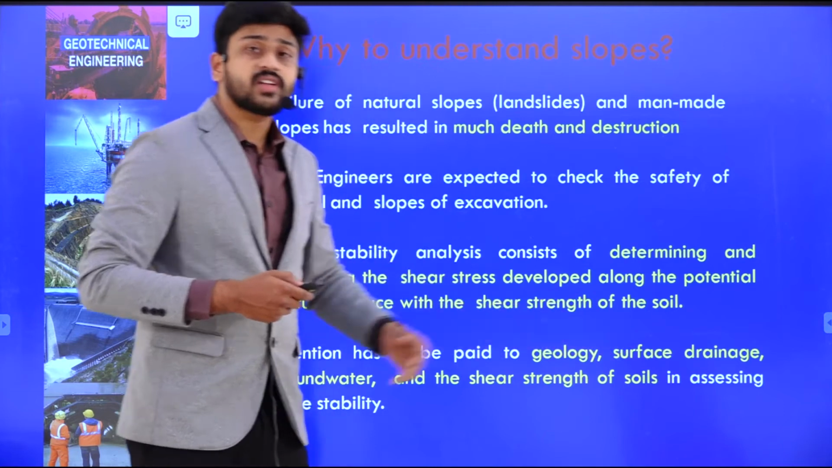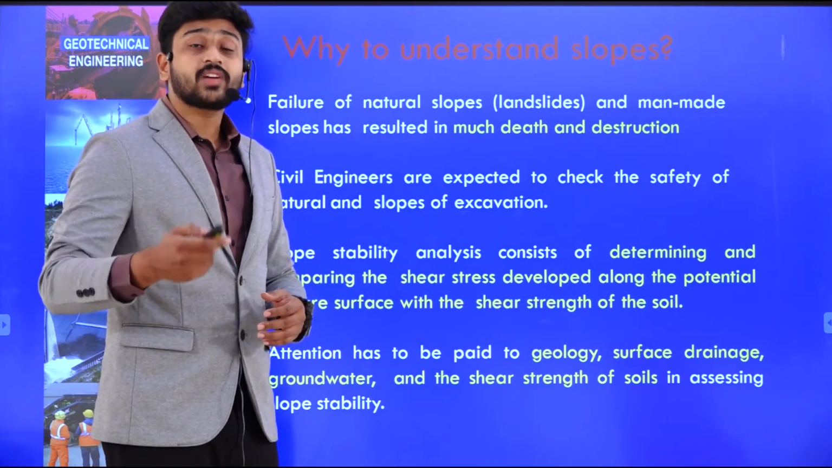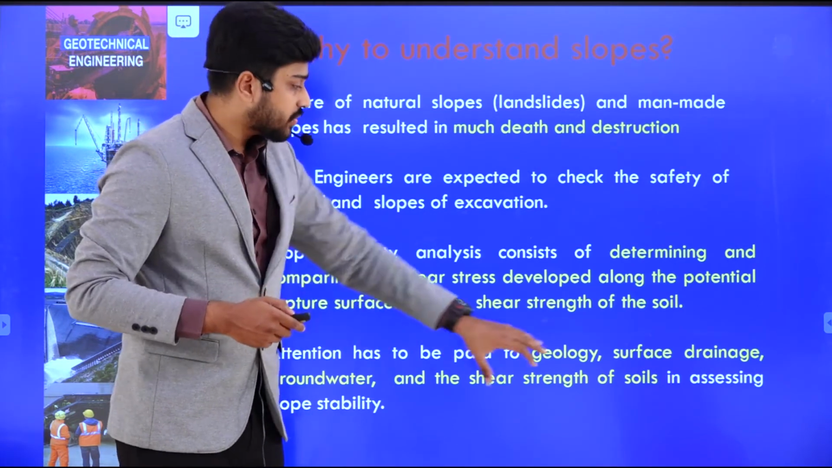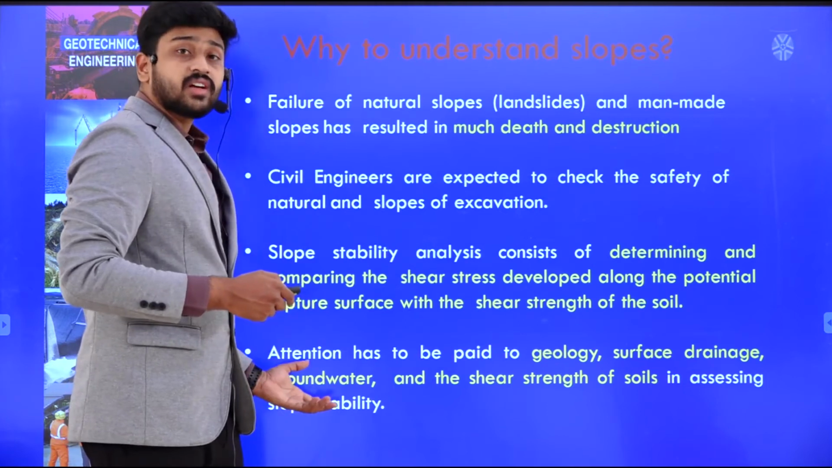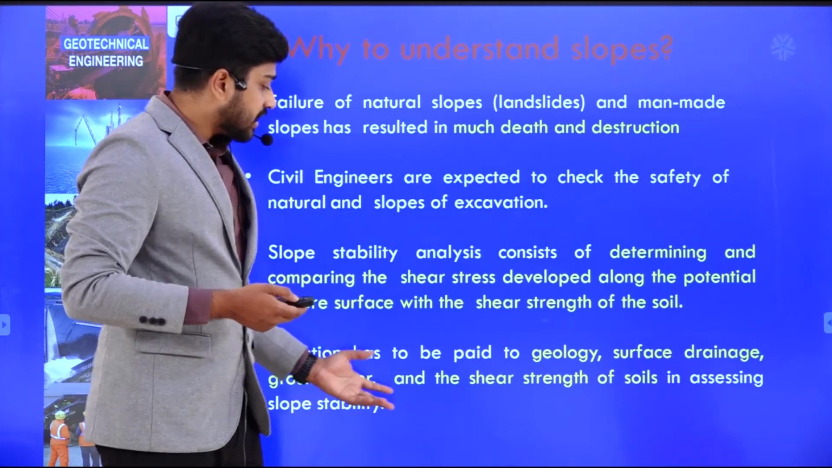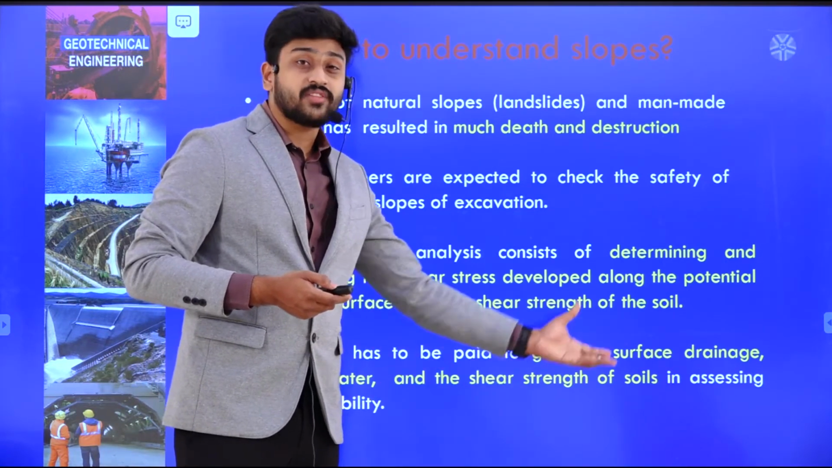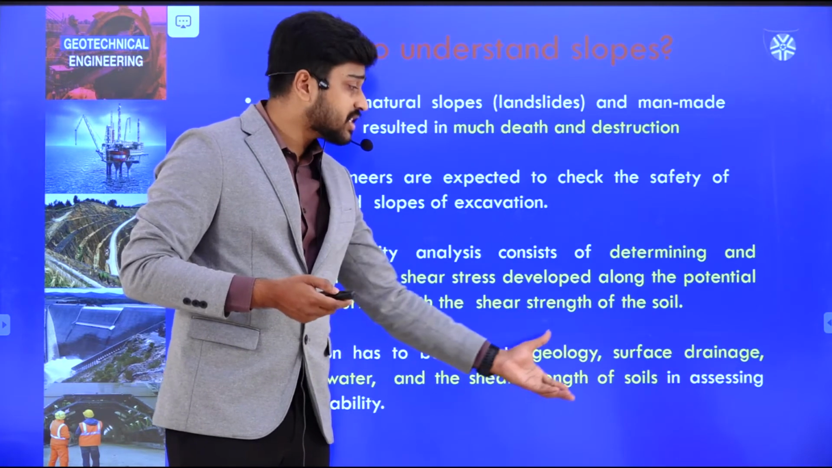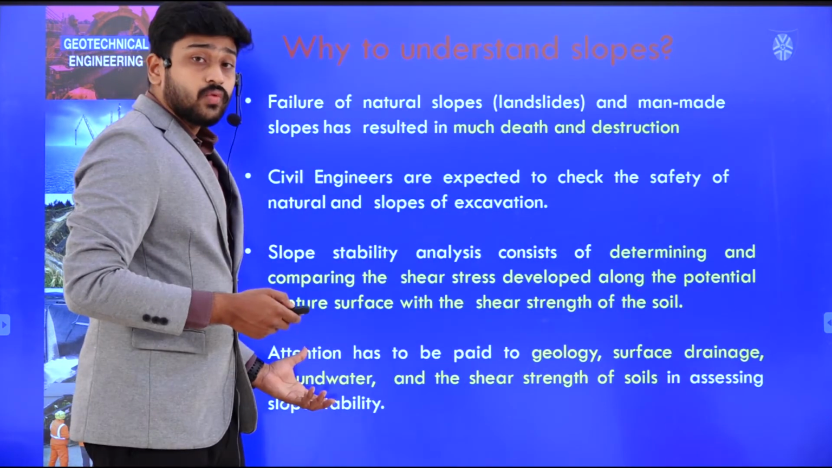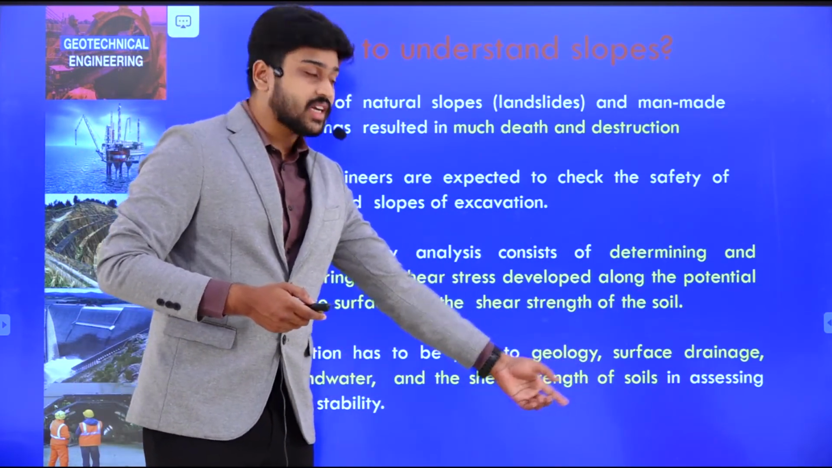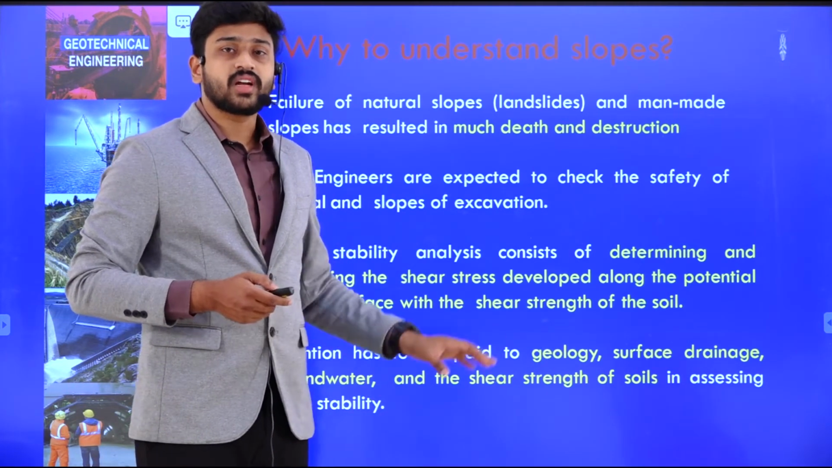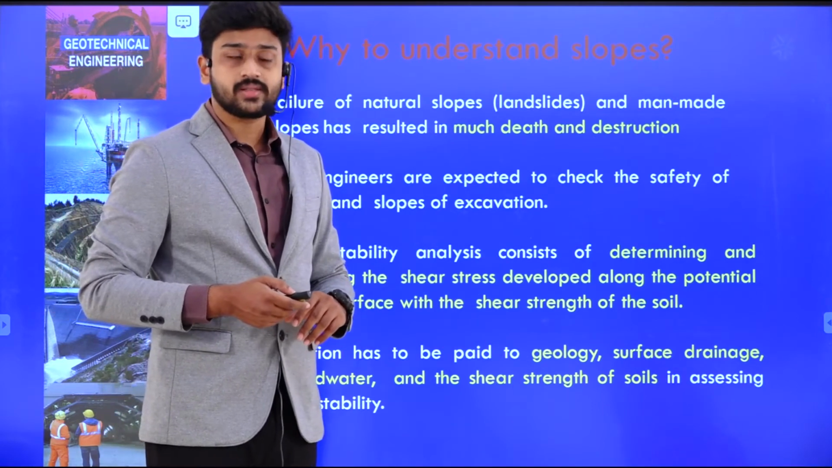Apart from that, we need to consider the surface drainage, because the impact of pore water pressure also has to be considered. So we need to consider the surface drainage and the groundwater also. That means there will be seepage if there is any groundwater, and then we need to consider the shear strength of the soil. If we understand the type of soil there, we need to know its shear strength. So we need to know the geology, the surface drainage and groundwater, as well as the shear strength of the soil present to analyze the soil slope stability. Clear? So that is what we carry out in this slope stability analysis.